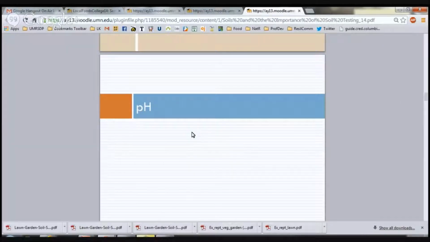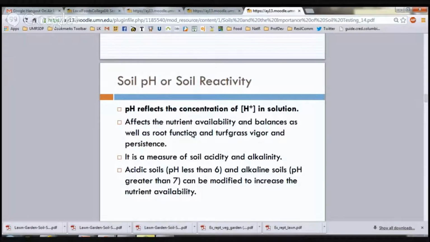So pH. pH is pretty easy, although my students kind of freak out about it. They think it's a lot of chemistry. It reminds them of chemistry, I guess. But basically, it reflects the concentration of hydrogen in solution. And so basically, it tells us if the soil is acidic, alkaline, or neutral.